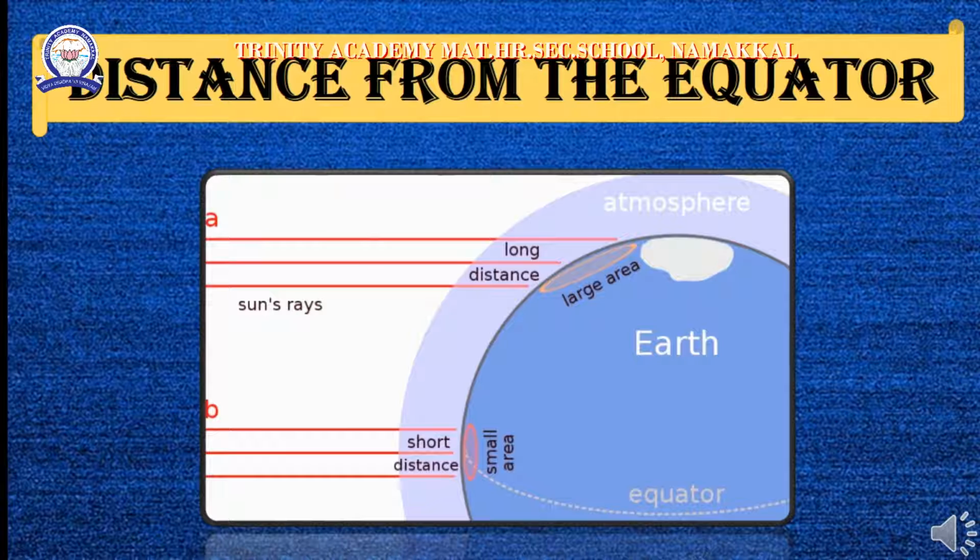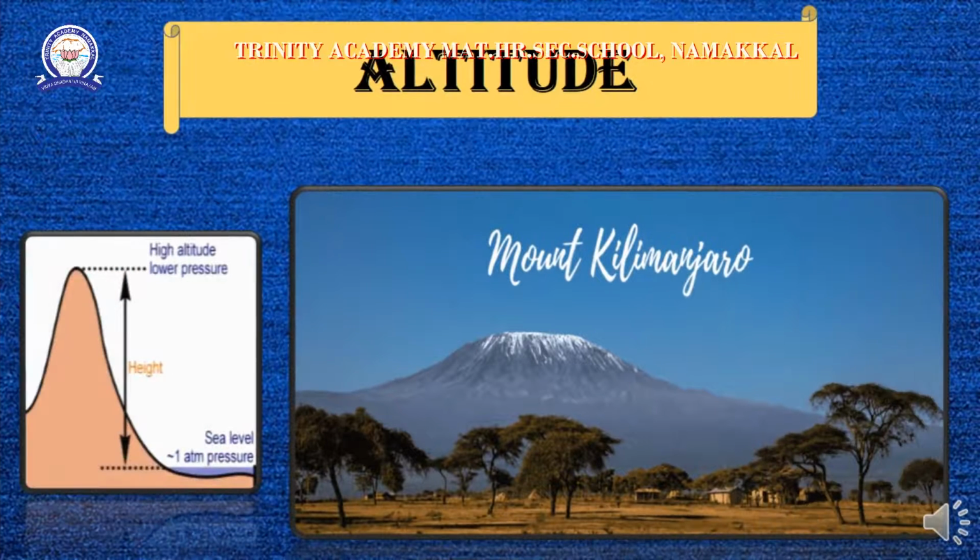The sun's rays cover a small area near the equator. Thus, this region remains hot almost throughout the year. Away from the equator, the sun's rays spread over a larger area. Thus, this region has lower temperature. Now, let us discuss the second factor, altitude.